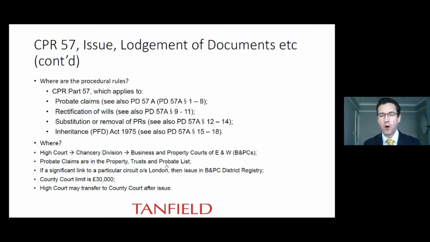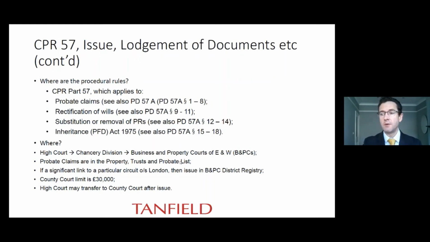So, probate claims are usually issued in the High Court and assigned to the Chancery Division. This, since the 2nd of October 2017, has operated as part of the Business and Property Courts of England and Wales. And probate claims are in the Property, Trusts and Probate list. And if there's a significant link to a particular circuit outside London, then the claim should be issued in a business and property court district registry.